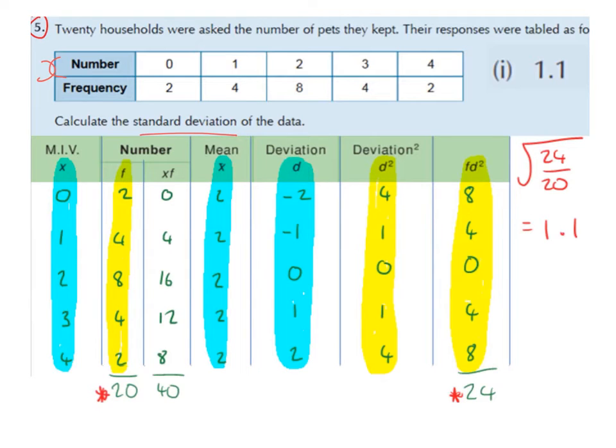And our final column is fd squared, so our frequency multiplied by d squared. So 2 times 4 is 8, 4 times 1 is 4, 8 times 0 is 0, 4 times 1 is 4, 2 times 4 is 8. Next we have to add up our final column. 8 plus 4 plus 0 plus 4 plus 8 is 24. So then we're going to divide 24 by 20 and square root it. So the square root of 24 divided by 20 is 1.1. So the standard deviation of this data is 1.1.